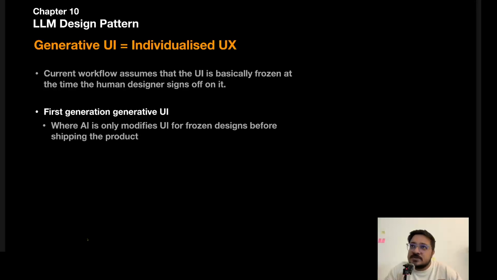So what is first-generation generative UI? In that one, AI will be modifying the screens. As designers, we are going to get help from AI and modify screens, and after that it will be frozen and shipped, but it will not change dynamically. So that's the current generation. Maybe it's coming right now, but it will be more prominent in maybe a year or two.